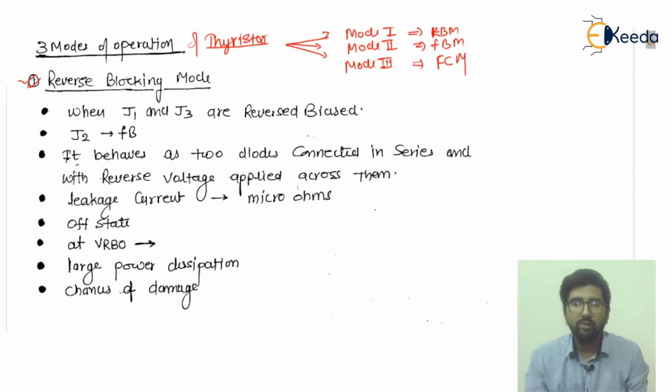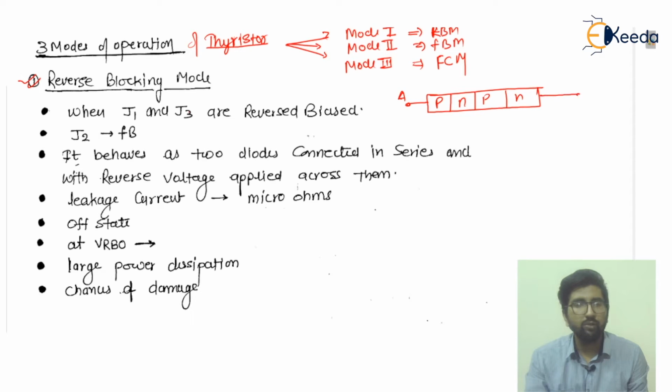If I talk about the reverse blocking mode, in the reverse blocking mode J1 and J3 are reverse biased. Why? What are J1 and J3, and what is J2? As it has four layers, PNPN, and this is your anode terminal.